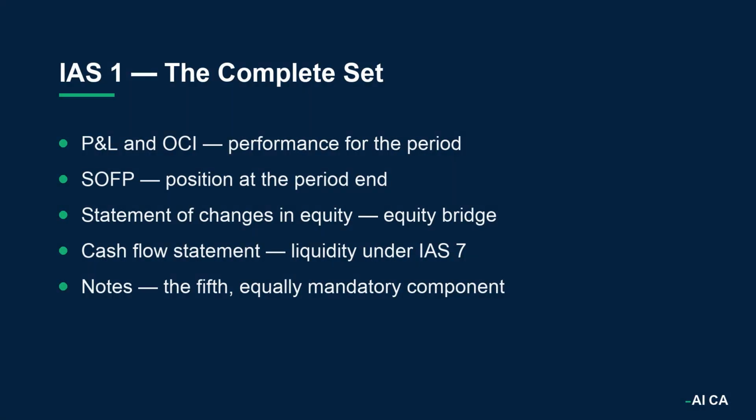Let us start with the governing standard. IAS 1 requires a complete set of financial statements to include the statement of profit or loss and other comprehensive income, the statement of financial position, the statement of changes in equity, and the statement of cash flows under IAS 7. These are not independent outputs. IAS 1, paragraph 10, explicitly groups them as a single complete set because the numbers in each are derived from the same underlying transactions. The linkages are not optional and not approximate, they are arithmetically exact.